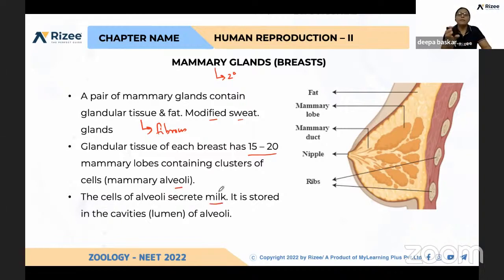So what type of structure is responsible for milk production? What type of cells are producing milk in the breast? Alveoli. Alveolar cells of the breast are responsible for production of milk. And it is stored in the cavities or lumen of the alveoli. When suckling is happening, only during that time will milk be released. Till then it is stored in the cavities of the alveoli.